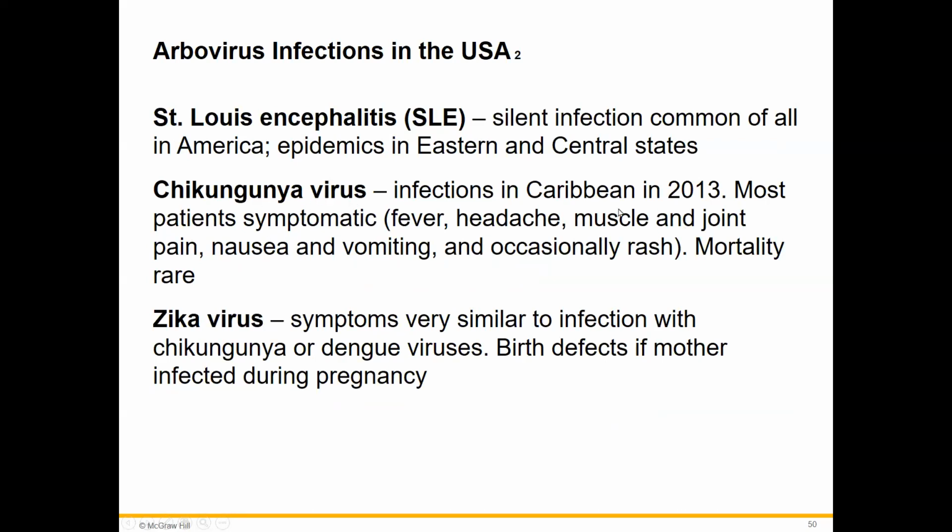Chikungunya virus in the Caribbean, Nicaragua, Central America, these are more common. Mortality is rare. Typically, these are self-limiting, spread via mosquito vector. And Zika also gets spread via mosquito vector. Symptoms are like dengue or chikungunya, but you can have birth defects if the mother's infected during pregnancy, kind of like some of your other viral exanthems.